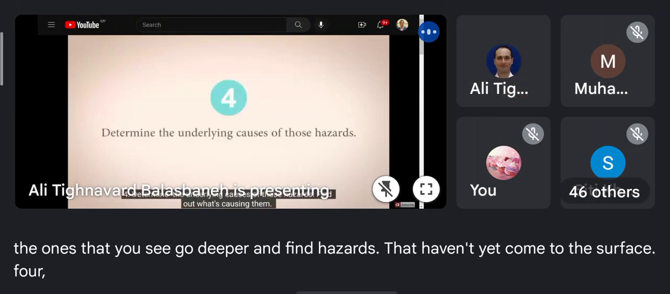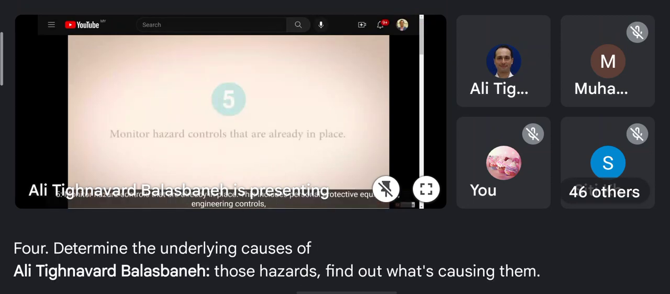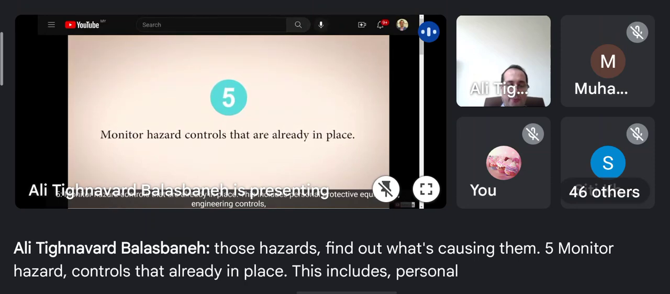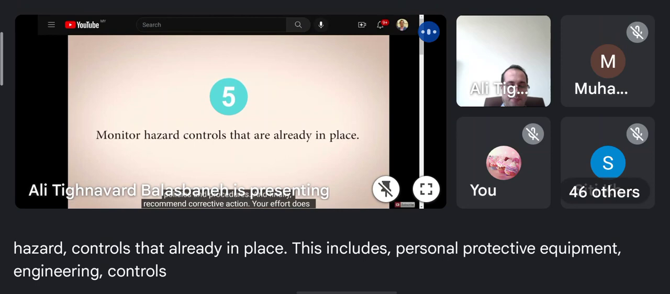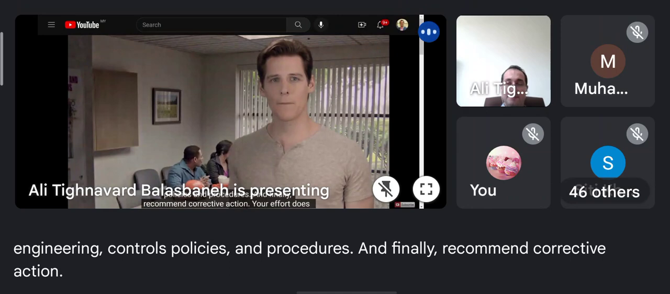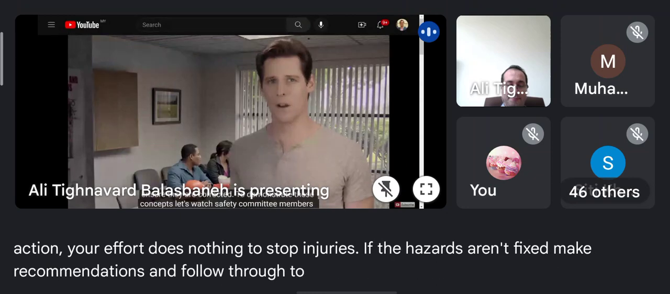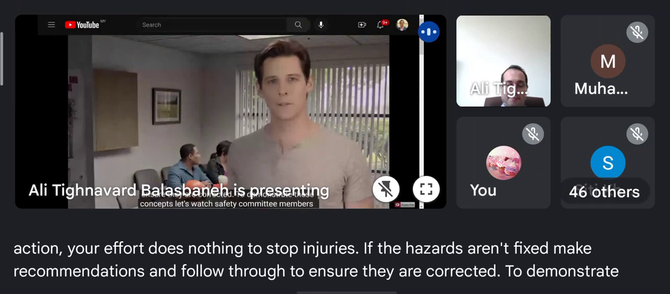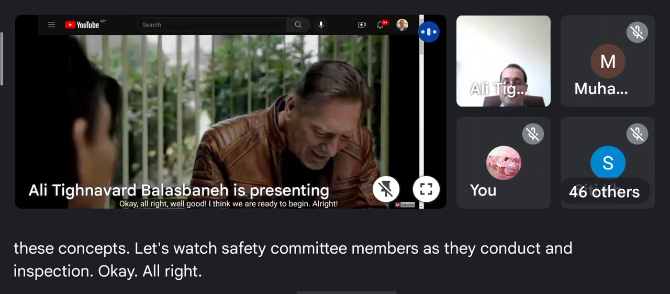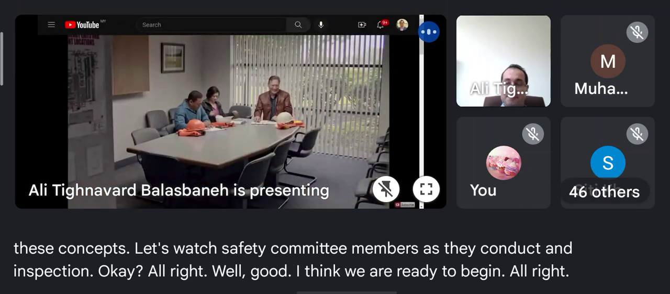Four, determine the underlying causes of those hazards. Find out what's causing them. Five, monitor hazard controls that are already in place. This includes personal protective equipment, engineering controls, policies, and procedures. And finally, recommend corrective action. Your effort does nothing to stop injuries if the hazards aren't fixed. Make recommendations and follow through to ensure they are corrected. To demonstrate these concepts, let's watch safety committee members as they conduct an inspection. Okay, all right. Well, good. I think we are ready to begin, all right?